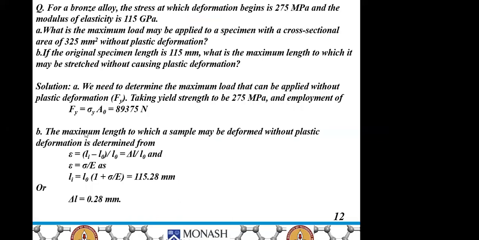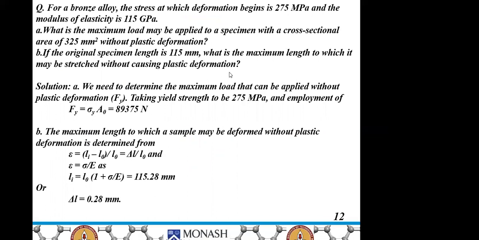Now we discuss a numerical for a bronze alloy. The stress at which deformation begins is 275 megapascal, and the modulus of elasticity is 115 gigapascal. What is the maximum load that may be applied to a specimen with a cross-sectional area of 325 millimeter square without plastic deformation? The second part of this question is, if the original specimen length is 115 millimeter, what is the maximum length to which it may be stretched without causing plastic deformation?